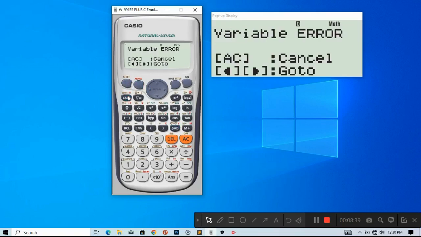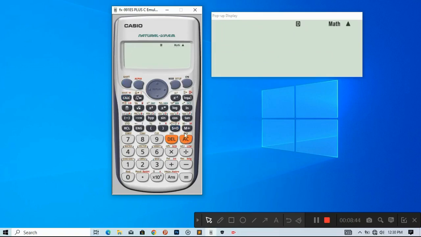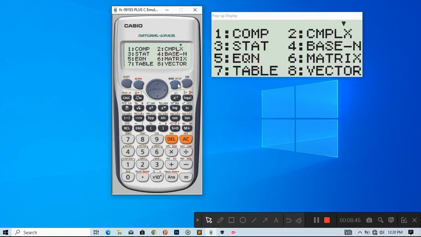That will be all for this video. In our next video, we'll be learning about the equation menu.